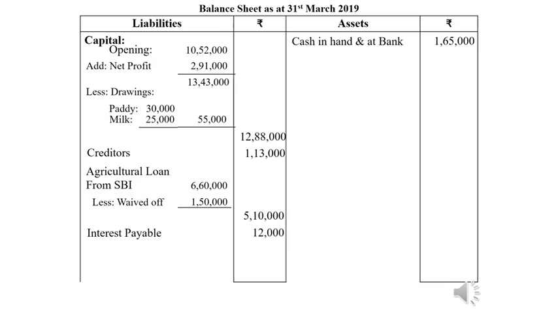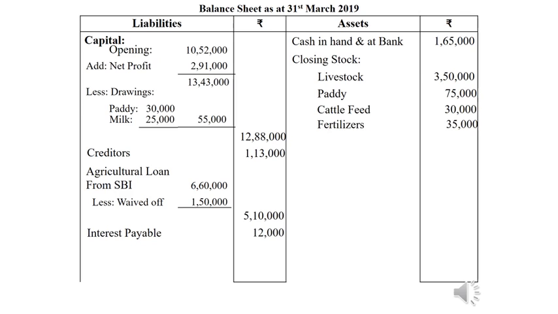Then record assets. I am following liquidity basis, therefore I am taking current assets first and then fixed assets. You can also record fixed assets first and current assets next. That is up to you. Cash in hand and at bank 1,65,000 is given in the problem. Closing stock under adjustments it is given, 4 items. Livestock 3,50,000, paddy 75,000, cattle feed 30,000, fertilizers 35,000. Record the fixed assets.